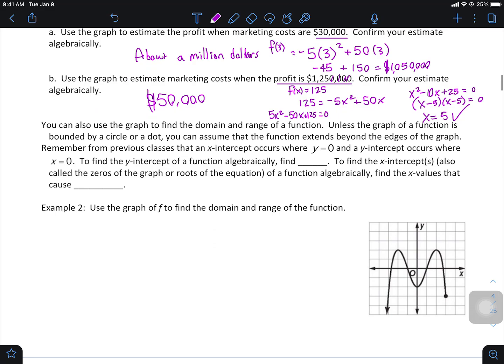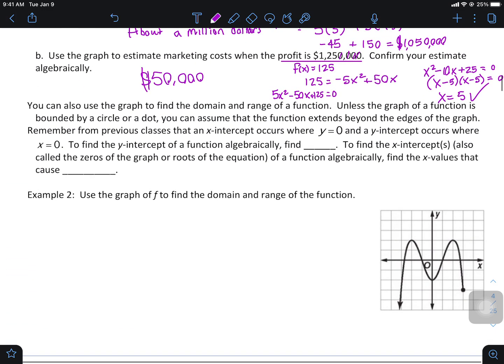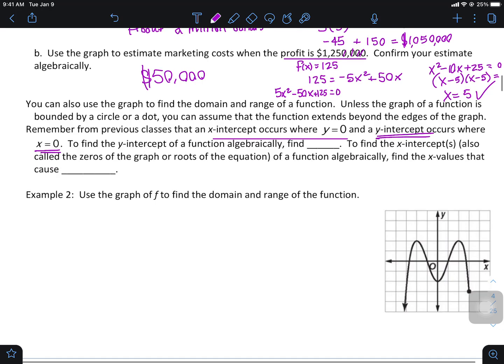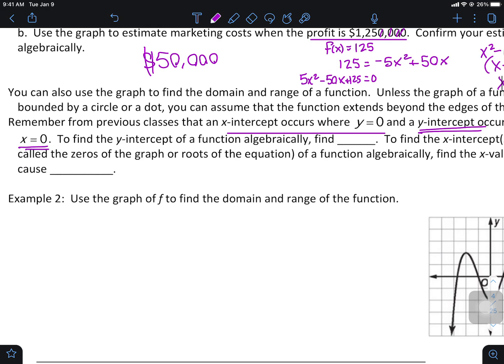Okay. Now this next part talks a little bit about domain and range. They'll also talk about x and y intercepts, but I think that comes up on the next page. Big takeaways here are a lot of words, but basically an x-intercept occurs where y equals 0. That's the big thing. And a y-intercept occurs when x equals 0. If you want to use function notation for a y-intercept, remember you're going to plug in 0 for x, so that's f of 0.